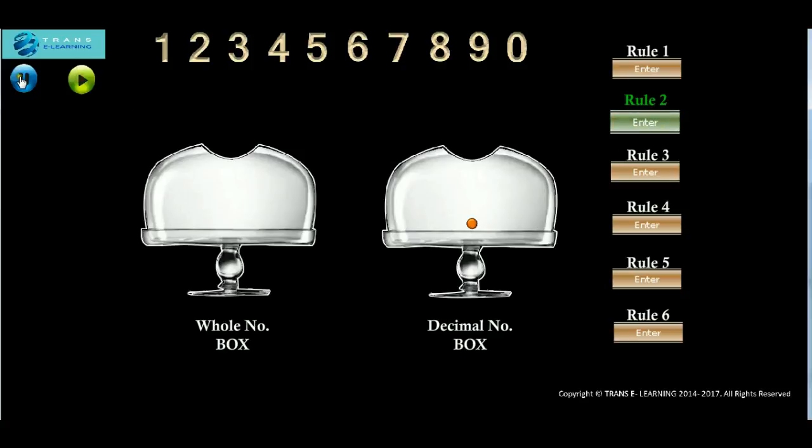Here I have pressed rule 2 and this button has changed into green. Now that means the digits will enter the box or they will not enter the box as per rule 2.